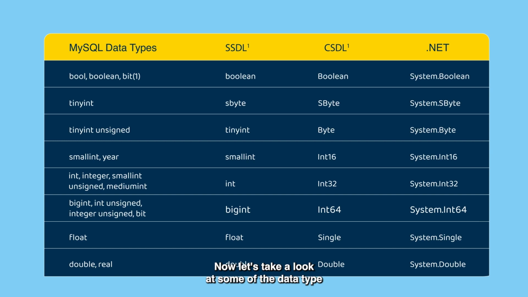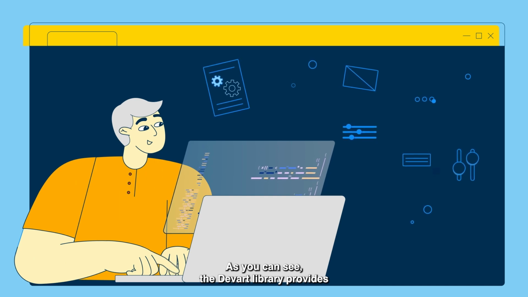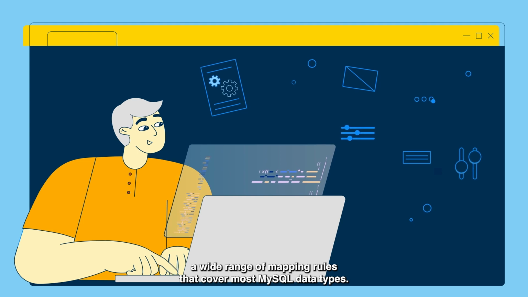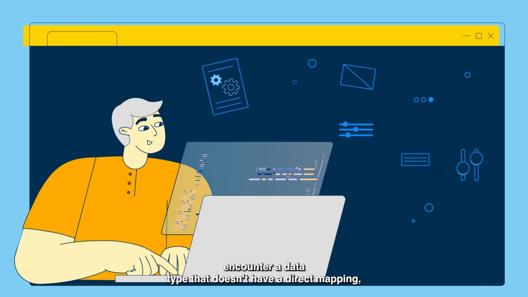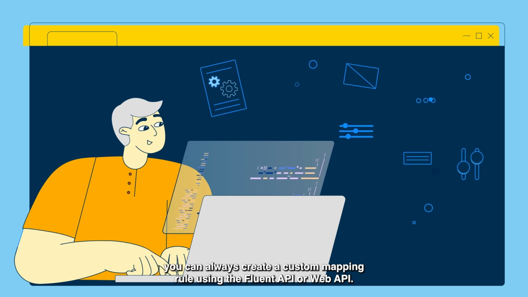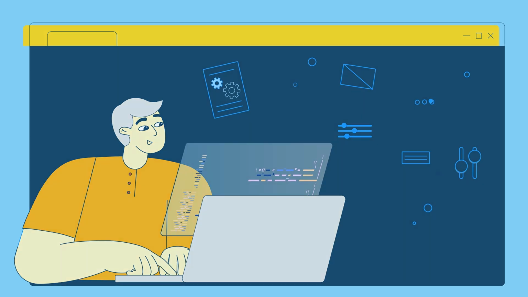Now, let's take a look at some of the data type mapping rules provided by the Devart library. Here are a few examples. As you can see, the Devart library provides a wide range of mapping rules that cover most MySQL data types. If you encounter a data type that doesn't have a direct mapping, you can always create a custom mapping rule using the Fluent API or Web API.